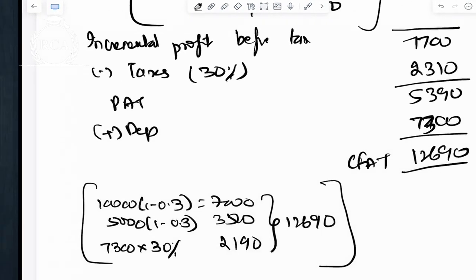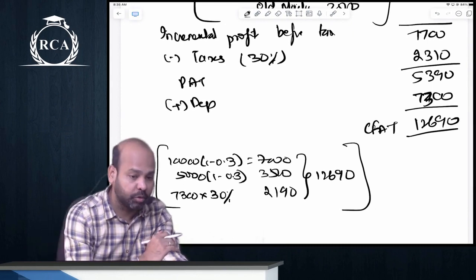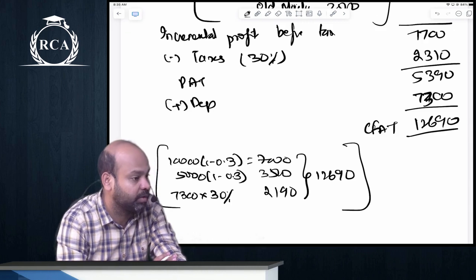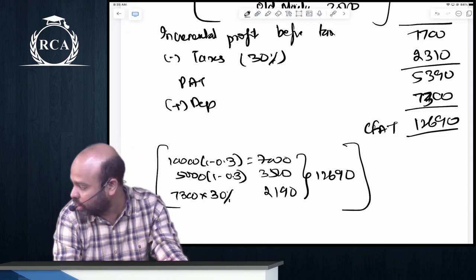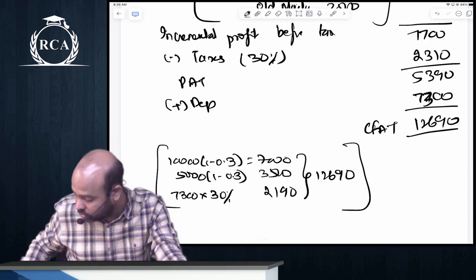Beta, what I wrote in brackets, you don't need to write that. I'm just telling you, if someone did an alternative approach, beta, you would have done that. Revenue net of taxes, cost savings net of taxes, depreciation only tax savings. Now guys, once you get CFAT of 12,690, you will have to now compute how much, beta? Present value.